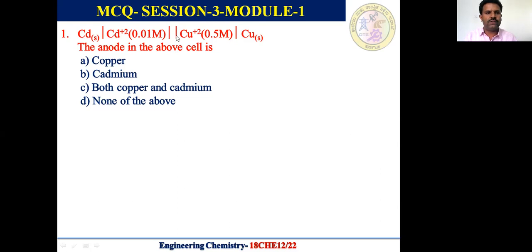This indicates a salt bridge. The anode in the above cell is, according to the UPSC convention, written on the left side of the cell representation. Hence, the anode in the above cell representation is cadmium. The right answer is option B, cadmium.